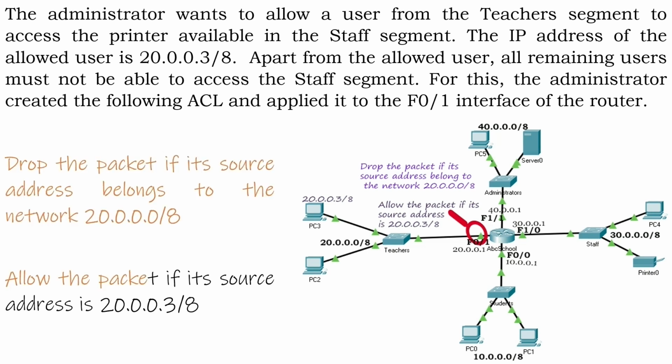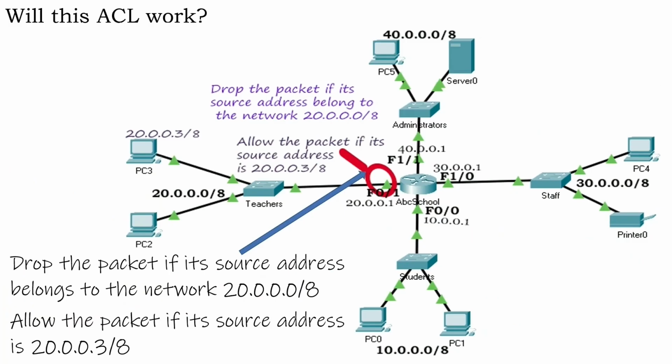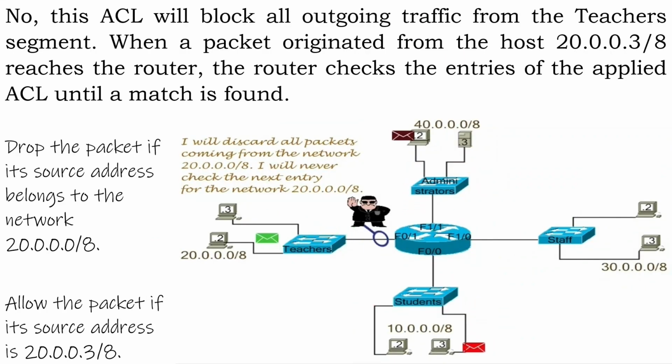For this, the administrator created the following ACL and applied it to the F0/1 interface of the router. Drop the packet if its source address belongs to the network 20.0.0.0/8. Allow the packet if its source address is 20.0.0.3/8. Will this ACL work? No, this ACL will block all outgoing traffic from the teacher's segment.